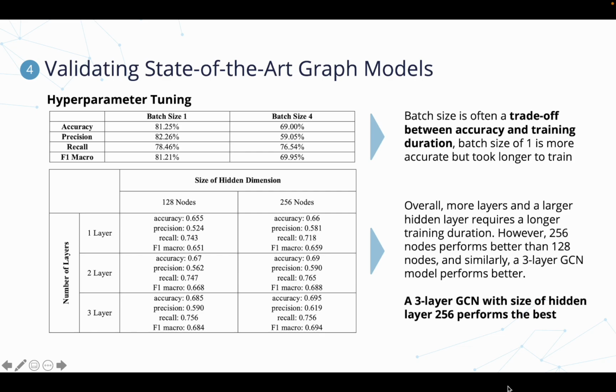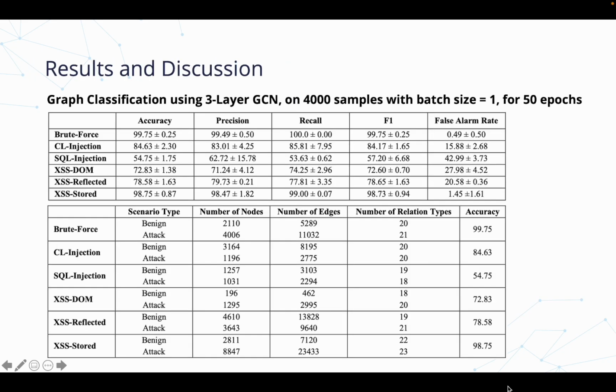I first varied batch size, which is a trade-off between accuracy and training duration, with batch size of 1 being more accurate but taking longer to train. Next, for hyperparameter tuning, I varied the number of layers and the size of the hidden dimension. And through my experiments, I found that a 3-layer GCN with size of hidden layer 256 performs the best. Hence, I performed graph classification using a 3-layer GCN on 4000 samples for each attack with batch size of 1 for 50 epochs and obtained the following results.